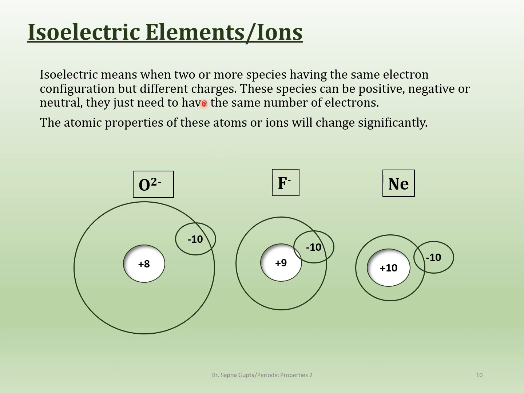So isoelectric, you need to understand, is any kind of element or ions that have the same number of electrons. That's all it is. So just count the total number of electrons, not in the valence shell, not in the core, but the total number of electrons. That's how it goes.